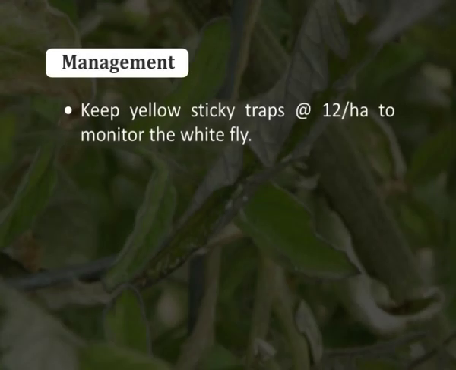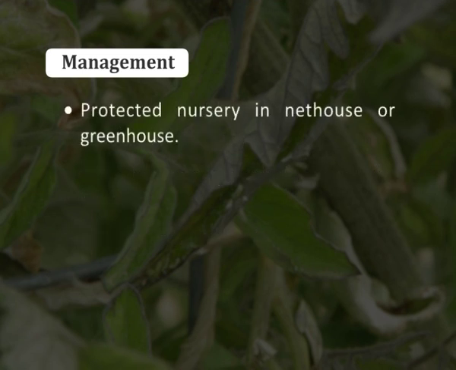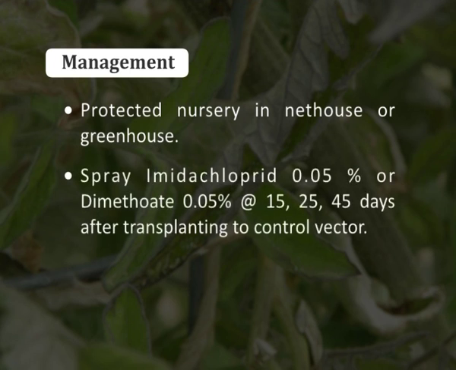Now coming to the management of the disease. Keep yellow sticky traps at the rate 12 per hectare to monitor the whitefly. Raise barrier crops, cereals around the field. Removal of weed host. Protected nursery in net house or greenhouse. Spray imidacloprid 0.05% or dimethoate 0.05% at 15, 25, 45 days after transplanting to control vector.